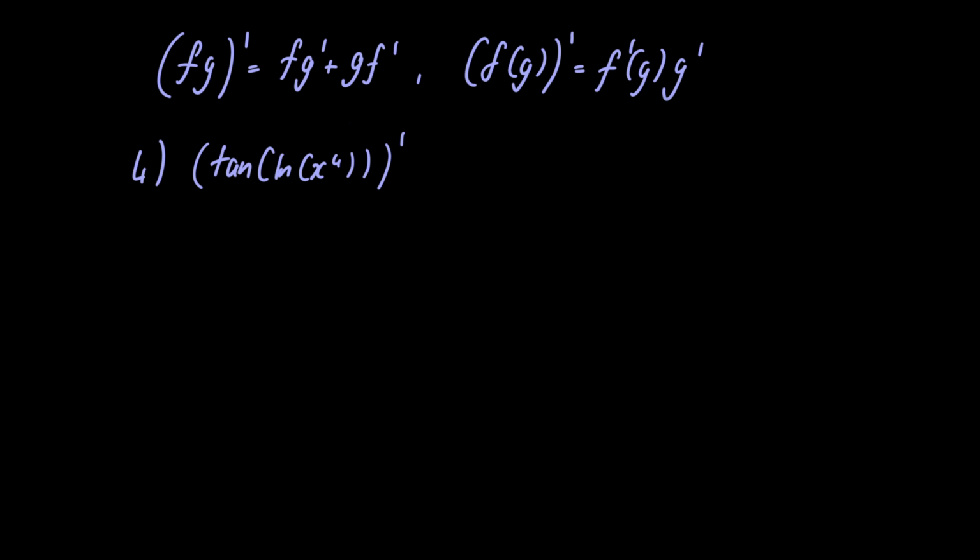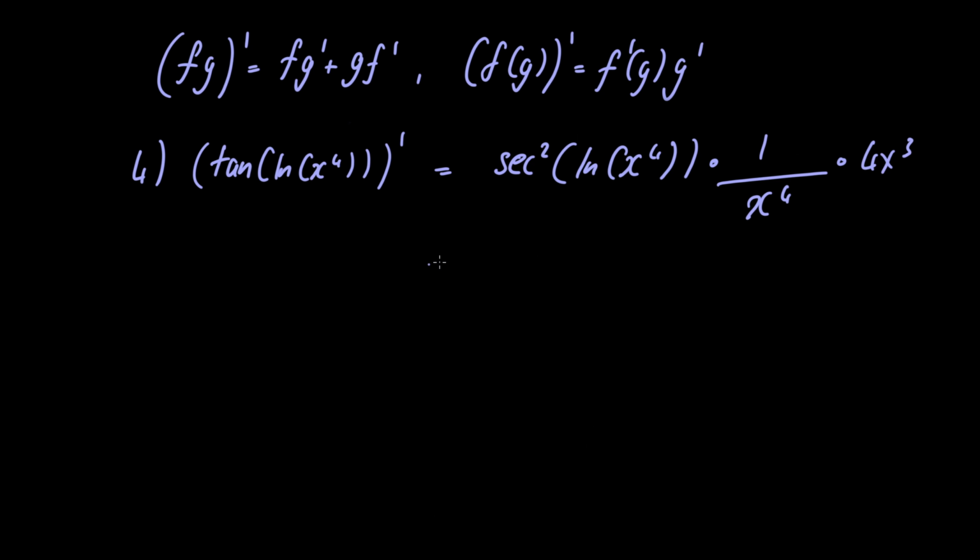For the final problem, we're going to find the derivative of tangent of the natural logarithm of x to the 4th power. So we're going to have to apply the chain rule 3 times here. The derivative of tangent is secant squared, and the argument's just the natural logarithm of x to the 4th power. Now the derivative of the natural logarithm is 1 over its argument, and the derivative of x to the 4th power is 4x cubed. Now multiplying this together, we have 4 multiplied by secant squared of the natural logarithm of x to the 4th power, divided by x. And that is the final answer to this problem.